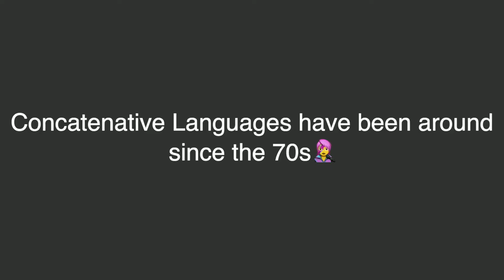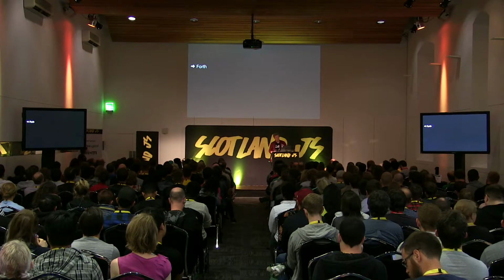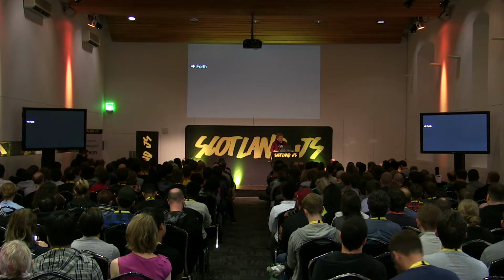The thing is that concatenative languages have been around since the 70s. The 70s were a strange period in computer science. Lots of interesting things were invented in the 70s, and concatenative languages were one of them. The first concatenative language was Forth. It was invented in the late 60s by a guy called Chuck Moore. I'm told that there actually is a place called Firth or Forth somewhere north of here, and I'm totally going to visit there after this conference.